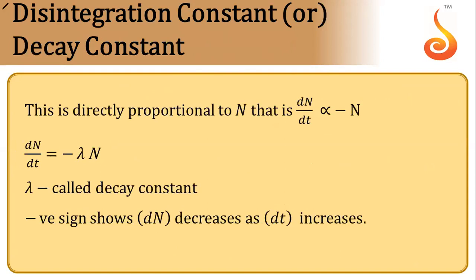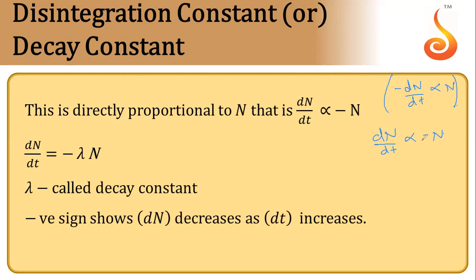Now, according to our law of radioactive decay, the rate of disintegration is directly proportional to the number of nuclei present in the sample, and we had assumed N number of nuclei are present in the sample at time t. So this is our relation. You can also write this as dN by dt is directly proportional to minus N.